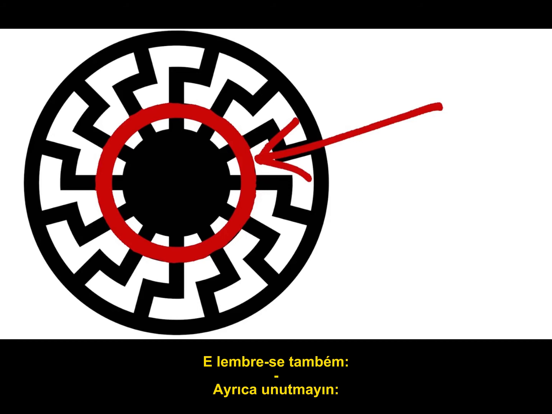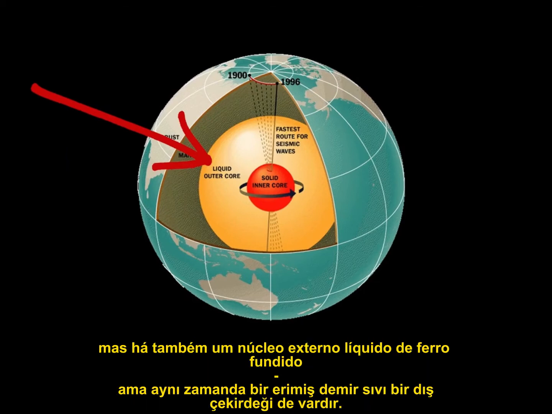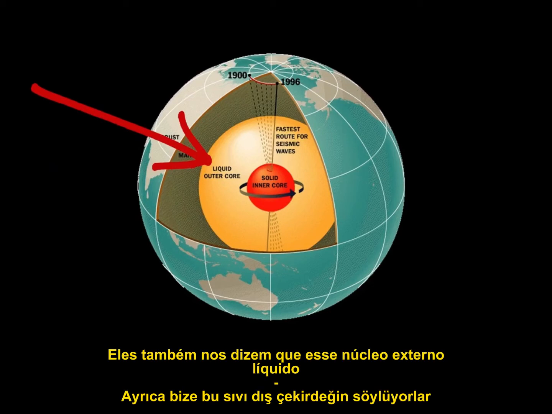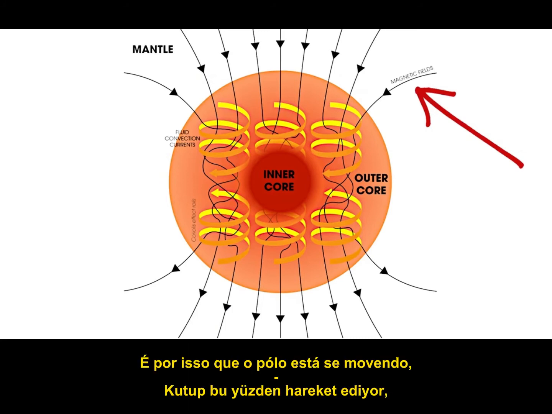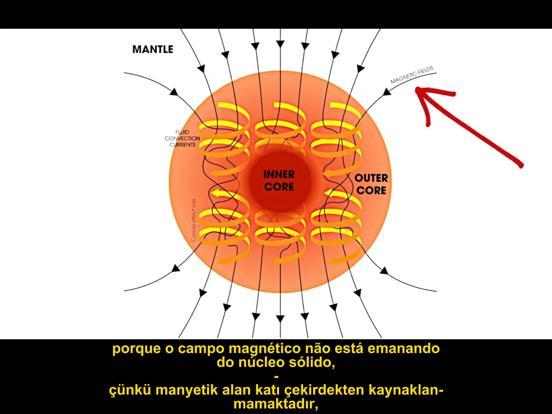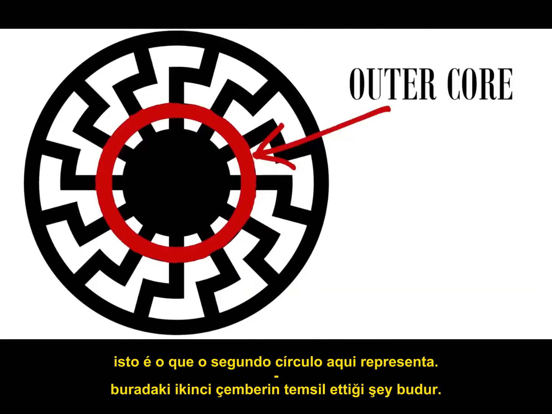And remember also that in the heliocentric model, they acknowledge that the Earth's core is a solid iron sphere, but there also exists an outer core of molten iron liquid. They also tell us that this liquid outer core is responsible for producing our moving magnetic field and poles. This is why the pole is moving, because the magnetic field is not emanating from the solid core, but from a volatile outer core. This is what the second circle here represents.